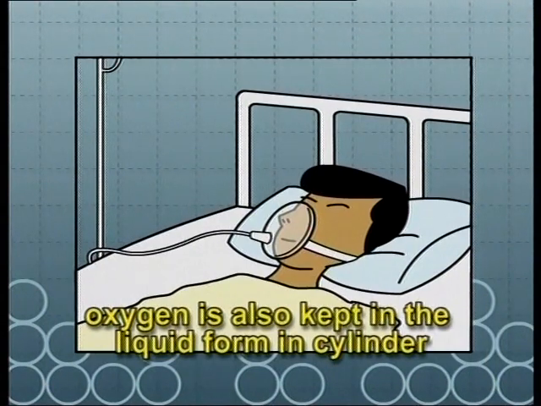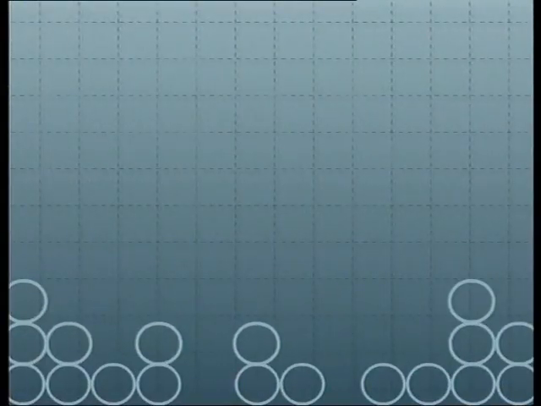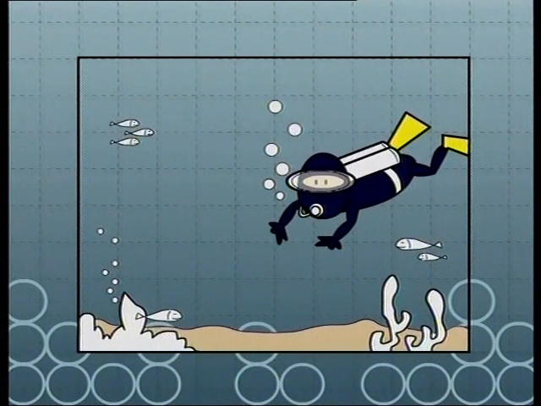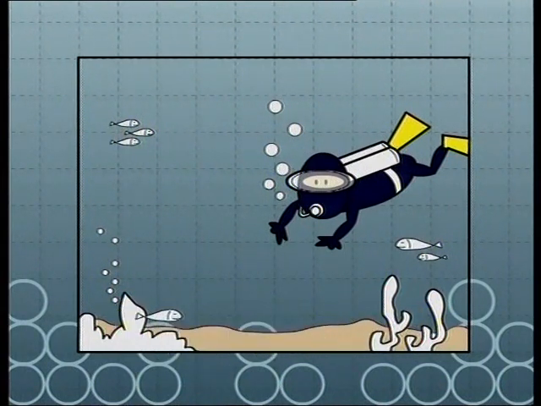Oxygen is also kept in liquid form in cylinders. Oxygen cylinders are used in hospitals to provide oxygen for sick people who need help to breathe properly. Deep sea divers use aqualungs to enable them to stay underwater for a long time. An aqualung contains liquefied oxygen.